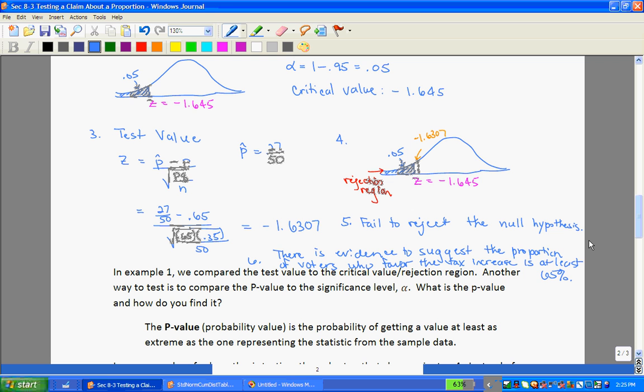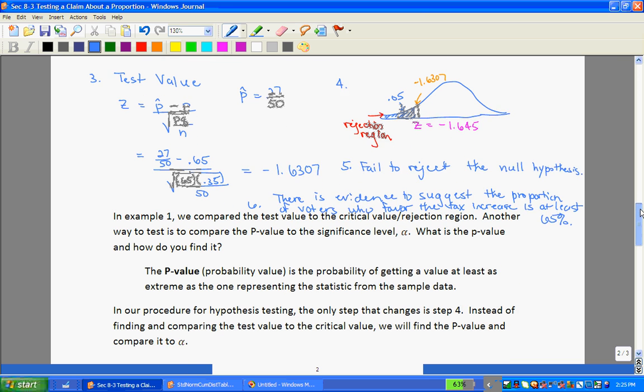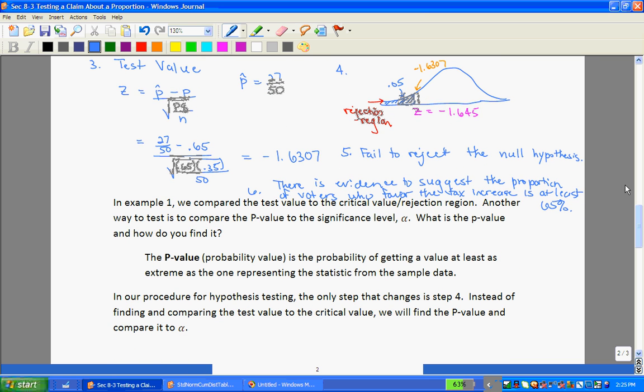Okay, now in example 1, with finding the critical value and the test value and comparing those, remember that's called the traditional method. Another way to test is to compare the p-value to the significance level alpha. Well, what is the p-value and how do you find it? The p-value, which be really careful not to confuse that with p, the proportion of a population, is the probability value. And it represents the probability of getting a value at least as extreme as the one representing the statistic from the sample data. So it's saying it has to do with the probability that I'm going to get something as far out in the tails as what I'm getting from the sample data. I think this will make more sense once we get into an example, though.